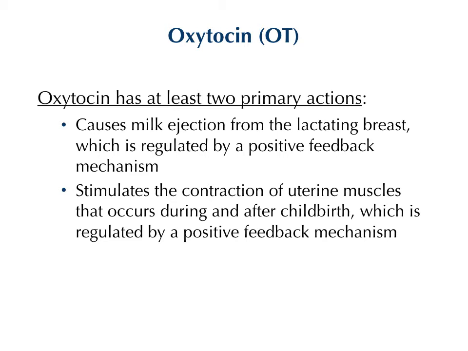Oxytocin also stimulates the contraction of the uterine muscles that occurs during and after childbirth, which is regulated also by a positive feedback mechanism. It's also said to help with bonding with the baby as well. So oxytocin is important for cervical dilation before birth, and it causes contractions during the second and third stages of labor. And when labor is not progressing, we'll give people IV Pitocin. Pitocin is the synthetic form of oxytocin.